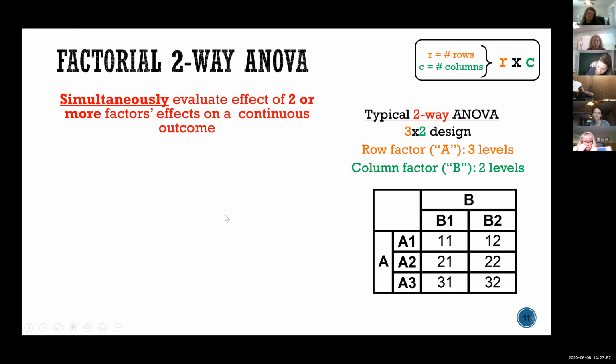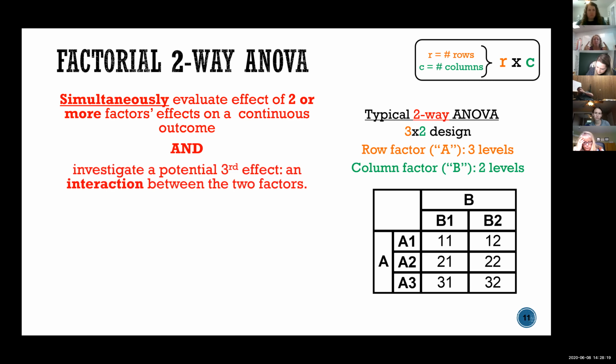So the idea with the factorial ANOVA is we want to look simultaneously, at the same time, at 2 or more factors. So we want to know, does the way I teach make a difference, and does sex make a difference? We want to investigate 2 things at once, but it's more than that. Not only do we want to know, do these 2 things have an effect, but we also want to investigate the interaction between the 2 factors, and that's the strength of a two-way ANOVA.